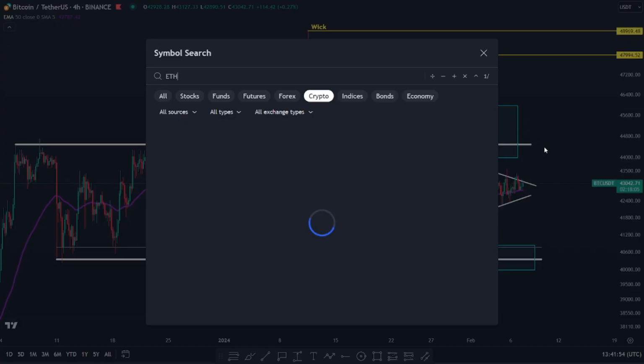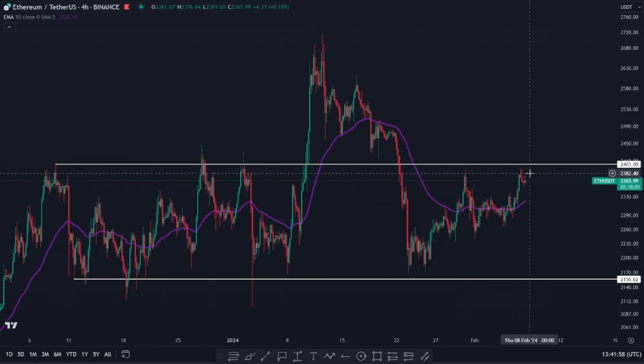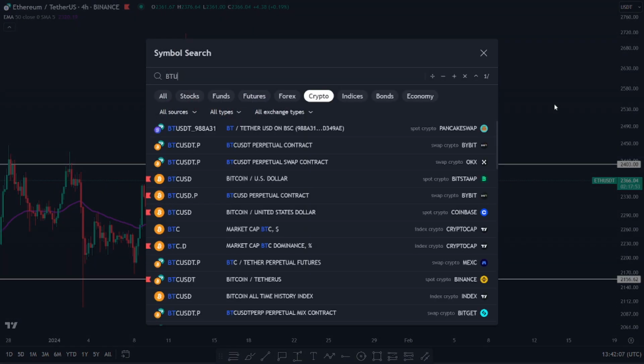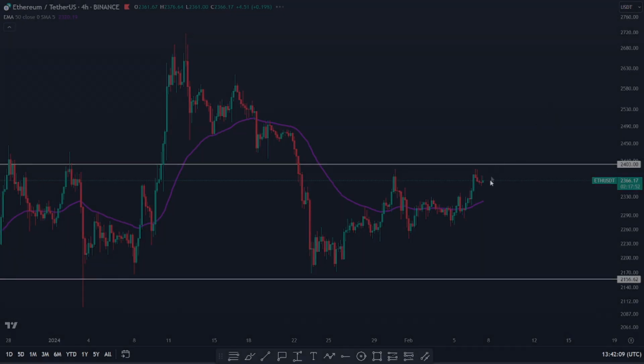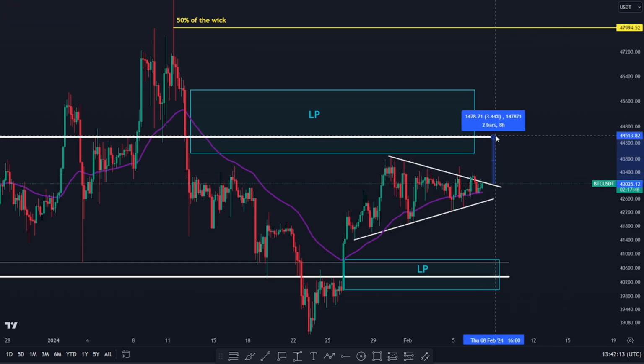Also, let's go to Ethereum very quickly, okay? Ethereum is pretty much again at the range highs. You can see it, okay? Ethereum is only 1.44% away from the range highs. Bitcoin, let me see. Bitcoin is pretty much, well, more than the double, 3.50%, okay?